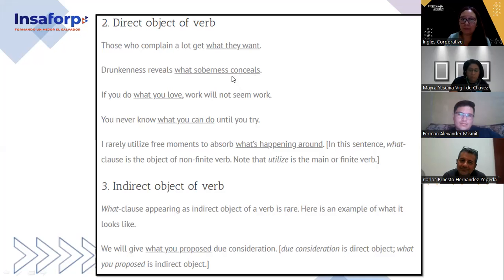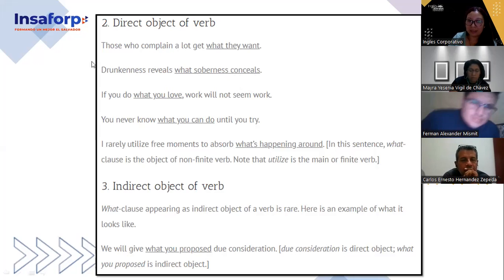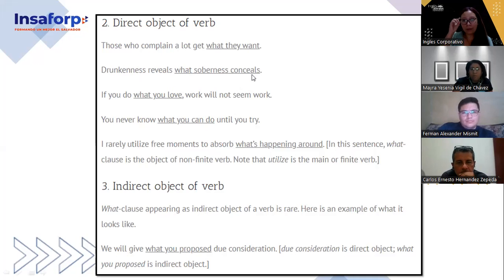All right. Vuelvo y repito. Drunkenness sería nuestro sujeto en esta oración. La ebriedad es el sujeto. Reveals es el verbo. Y el objeto se vuelve parte de la what clause. Okay. La ebriedad, sujeto, la ebriedad revela lo que la sobriedad en este escenario cubre. ¿De acuerdo?